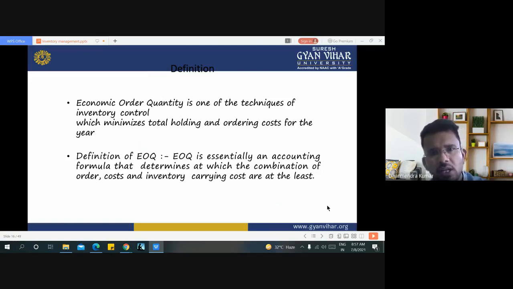Economic order quantity is one of the techniques of inventory control which minimizes total handling and ordering cost for the year in any manufacturing plant. It is essentially an accounting formula that determines the point at which the combination of order cost and inventory carrying cost is at the least position. Because our overall motto is to have a minimum cost of any product, then we maximize our profit.